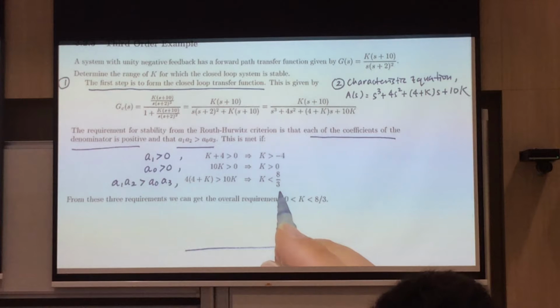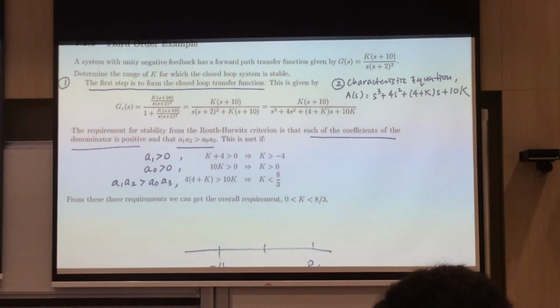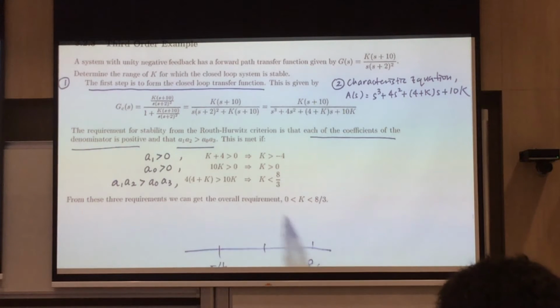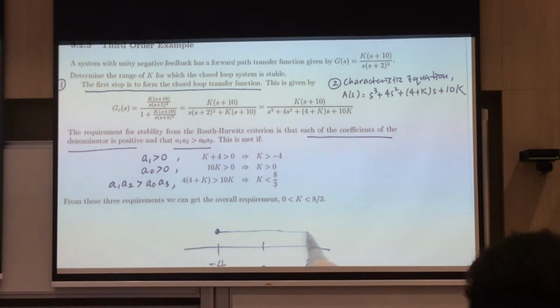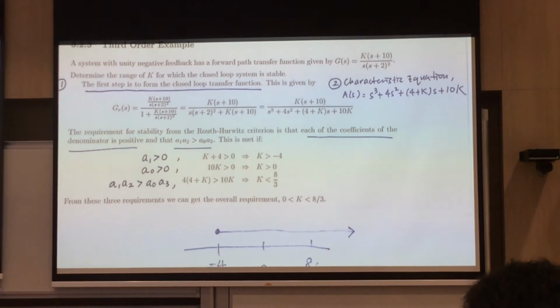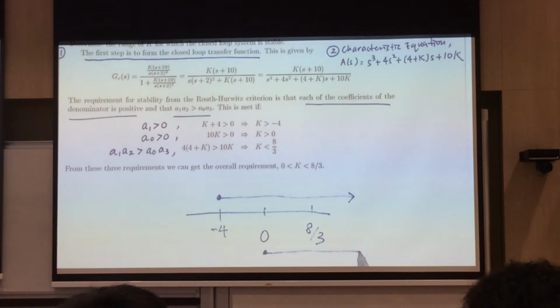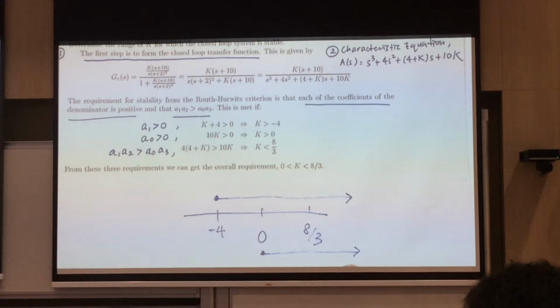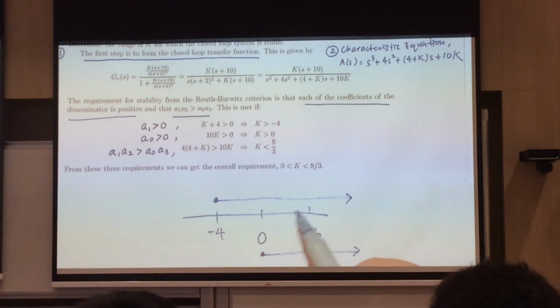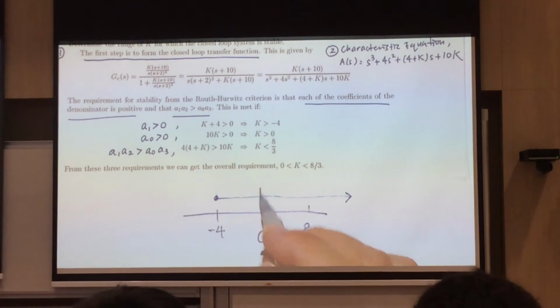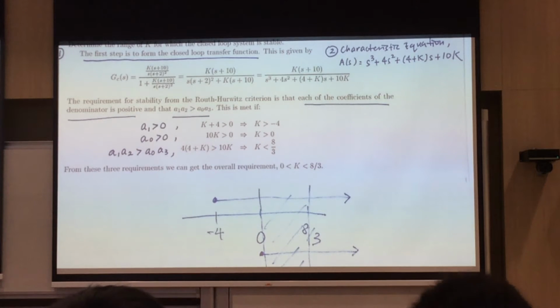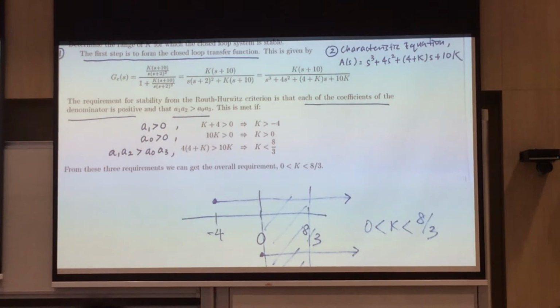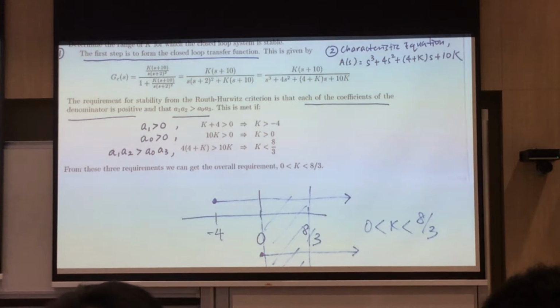Alright, so you have 1, 2, 3 inequalities. Minus 4, 0, and 8 over 3. Yes? Okay? So k must be greater than minus 4. It's 1. K must be greater than 0. It's another 1. And then k must be lesser than 8 over 3. Alright? Just find a solution that will satisfy all three conditions. Okay? And the solution lies here. Alright? So k must be this, to satisfy all three conditions.